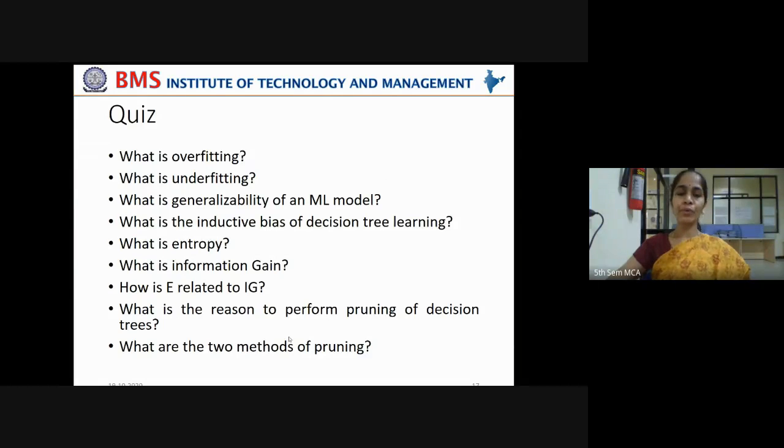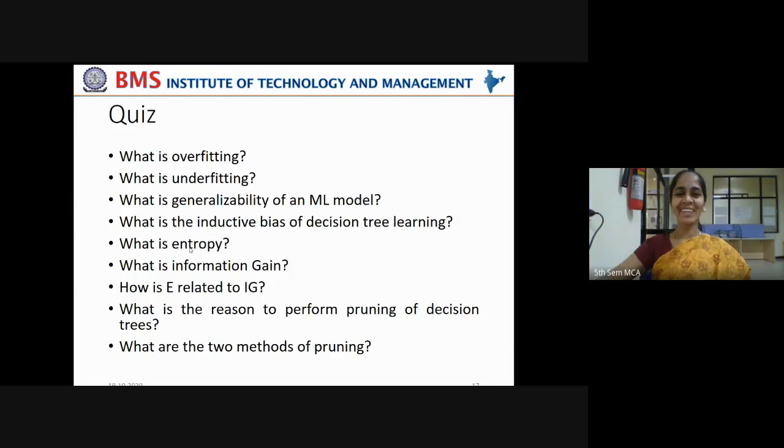What is the reason to perform pruning of decision trees? One crisp answer. Why do you prune the decision trees? To avoid. Please answer. To avoid what? To avoid what you cut the trees? Overfitting. Overfitting, ma'am. Very good.